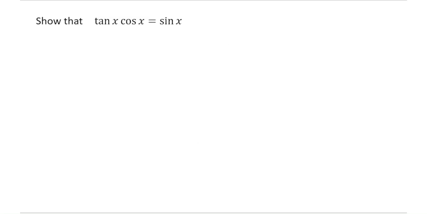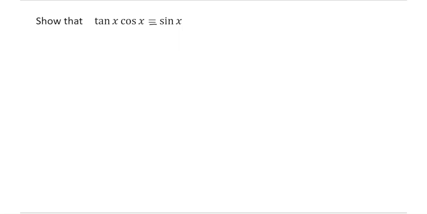We've got to show that tan x times cos x is equal to sine x. Now this is an identity, so the equal sign isn't really appropriate. We want to say this is identically equal to sine x. And so what that means is we're not actually trying to solve this, right? We're not trying to find a value of x that satisfies this statement, because what we're saying is that all values of x satisfy this statement.